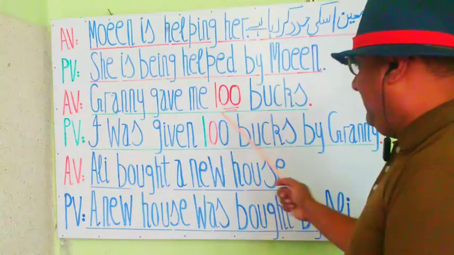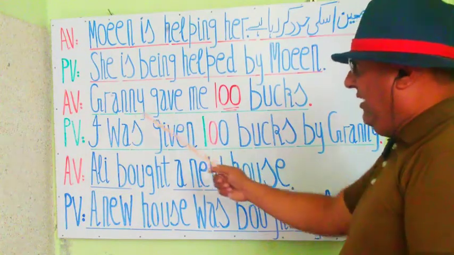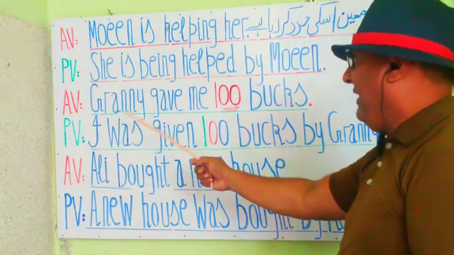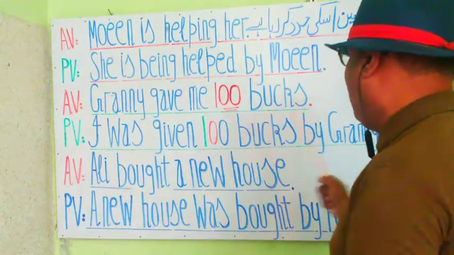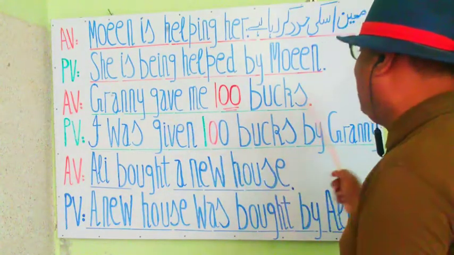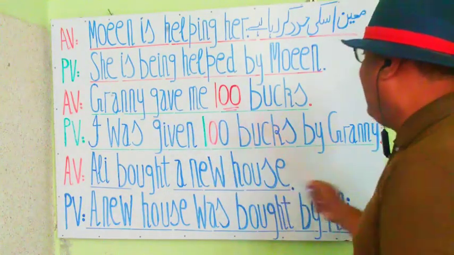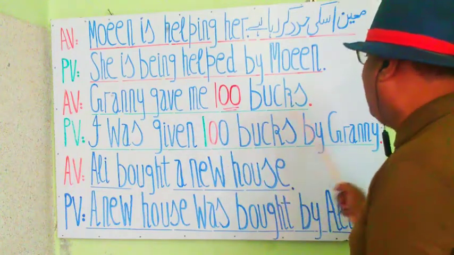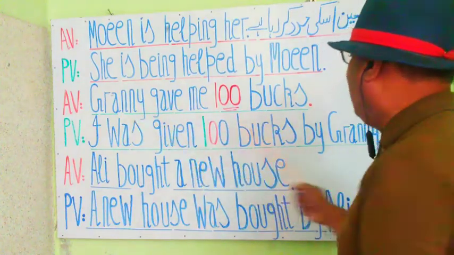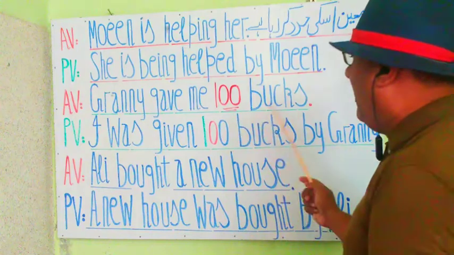Let's read out the next statement. In active voice, you see the next active voice statement: Granny gave me 100 bags. दादी अम्मा ने मुझे $100 दिए.